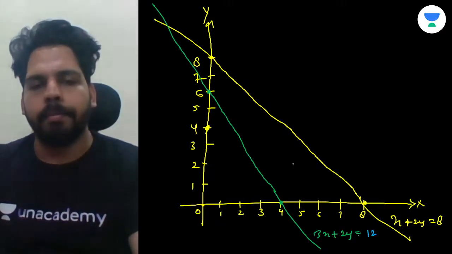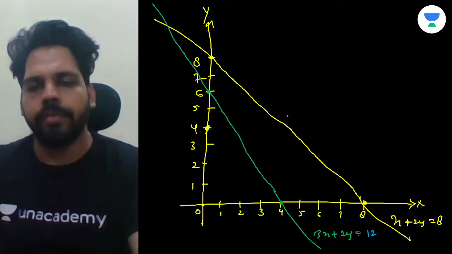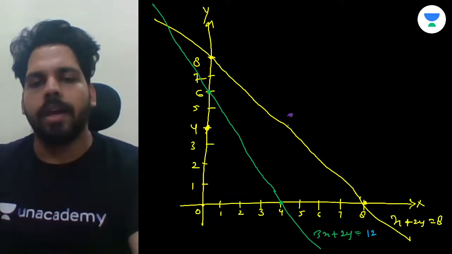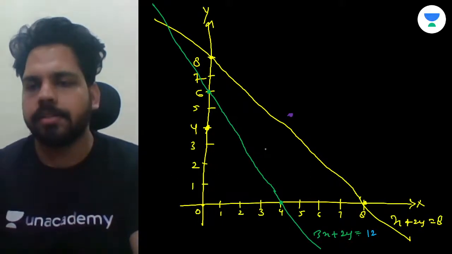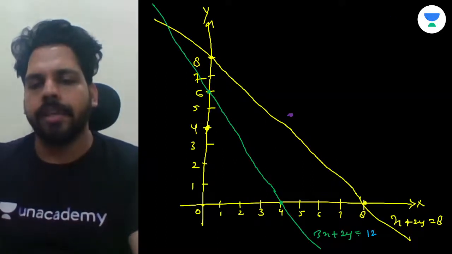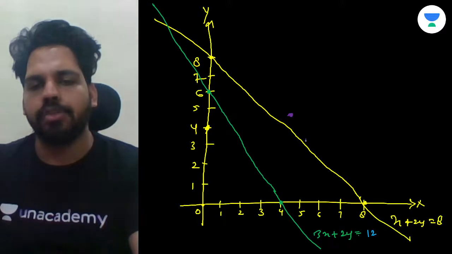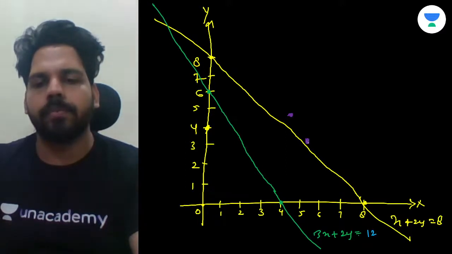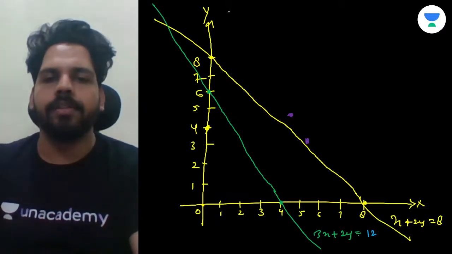5 comma 5. That means the point should be around here. And the next point is 6 comma 4. X is 6 and y is 4. That means it should be around here. Right? So we can draw this equation also.